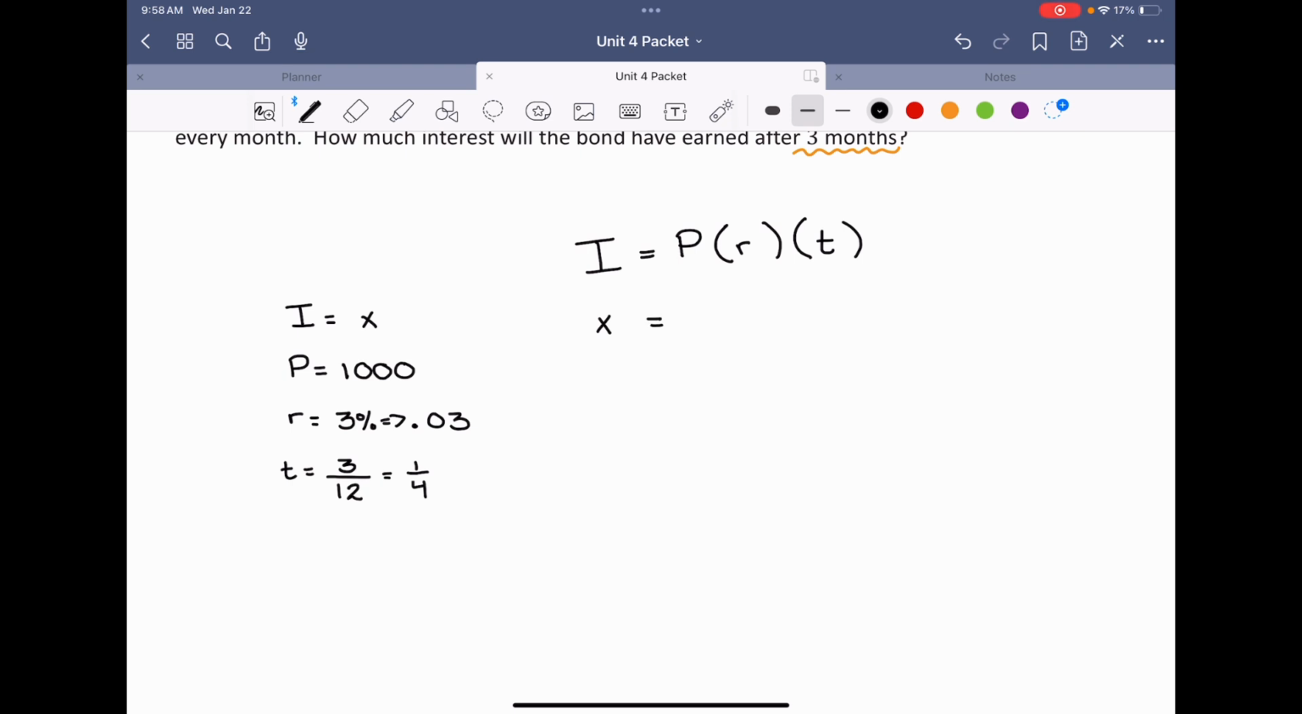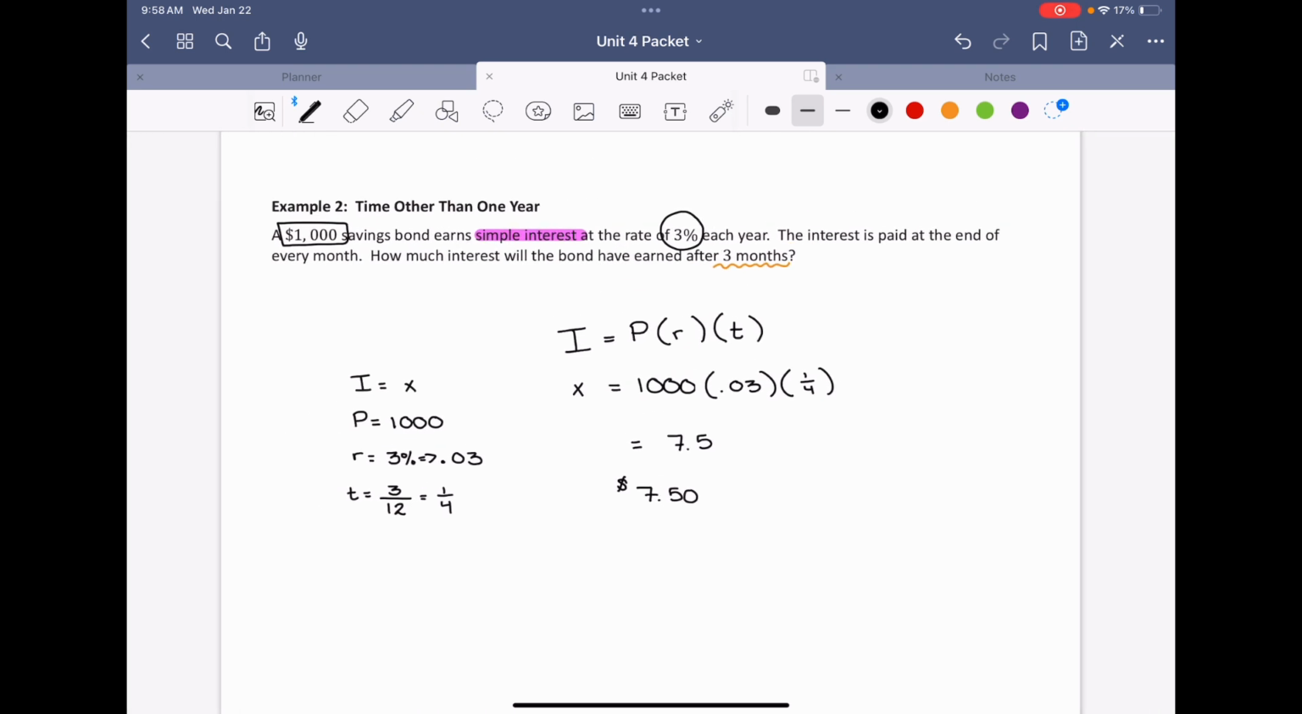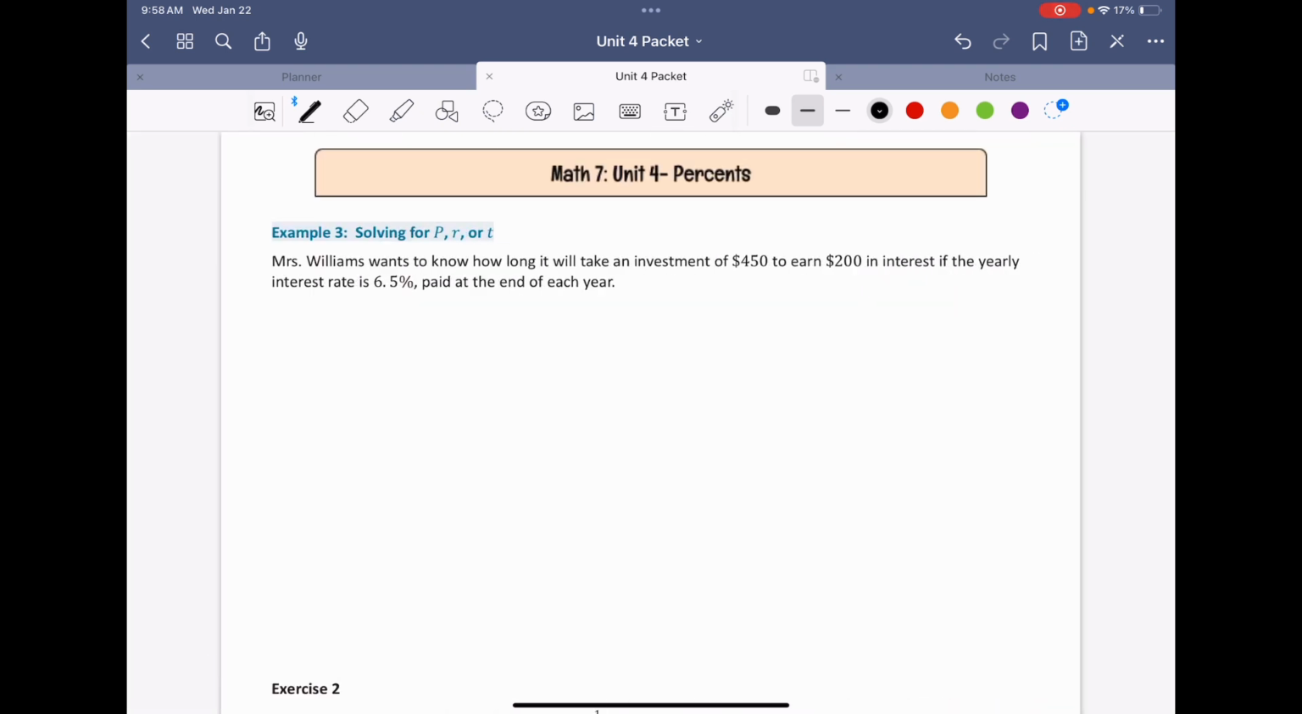Let's plug it in. X equals 1,000 times 0.03 times 1/4. We should get 7.5. So $7.50 is the amount of interest earned after only 3 months. All right, let's go to the next page.